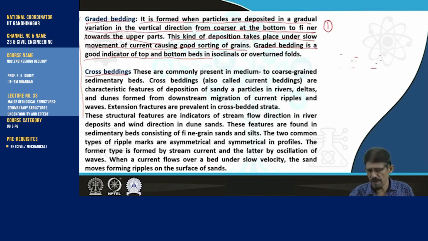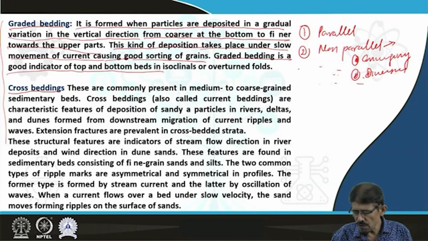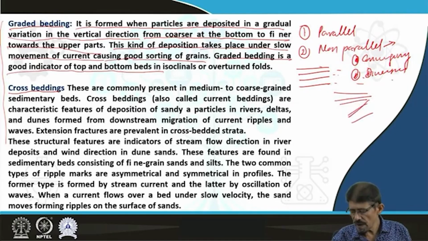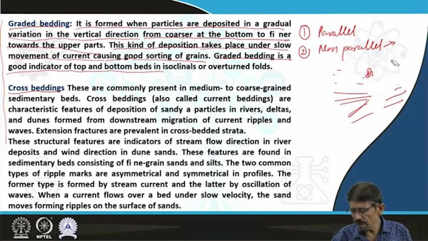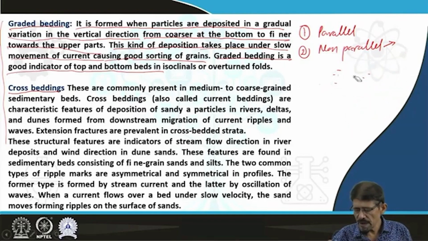Then we come to lamination. In view of parallelism, it can be parallel, it can be non-parallel, then converging, or diverging. Here I can show this parallel type of bedding, this non-parallel type of bedding, converging or diverging. Then on the basis of relationship, we can also divide the bedding as parallel bedding and cross-cut bedding.